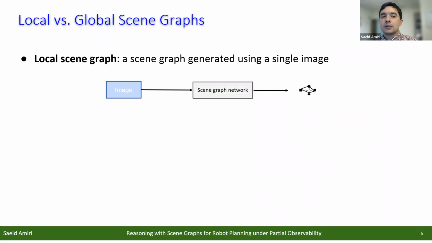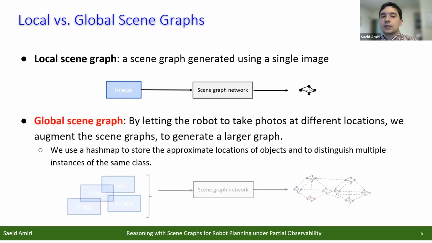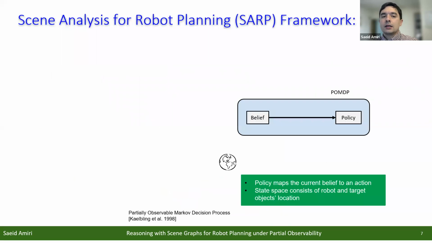To address this problem, we define two terms, local scene graphs and global scene graphs, where a local scene graph is generated using a single image. And a global scene graph, which is our contribution, is generated as the robot navigates and takes photos at different locations. We designed a framework called SARP. SARP stands for Scene Analysis for Robot Planning.